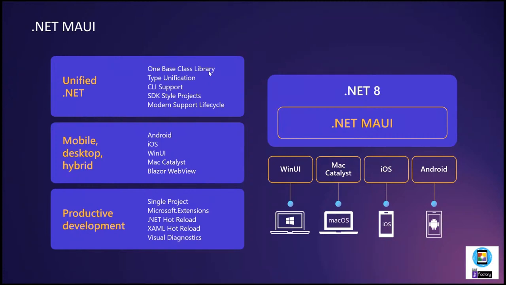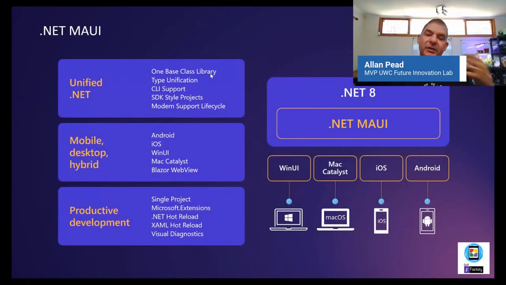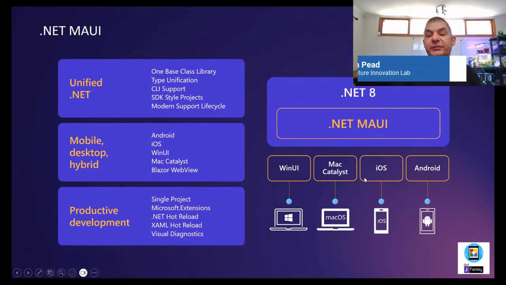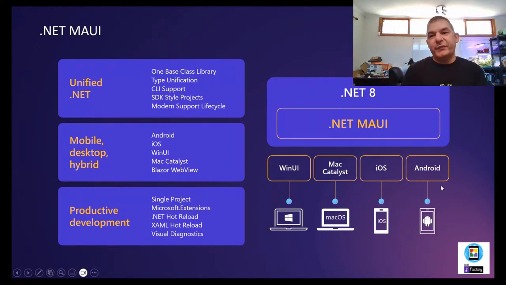So Maui is a cross-platform framework that allows you to build C# and .NET applications that run on devices that are not Windows, right? Although it does run on Windows too. So it's a unified platform. It gives you a shared UI across all platforms, in a markup language called XAML. And in a nutshell, it allows you to get reach and build applications for Android.